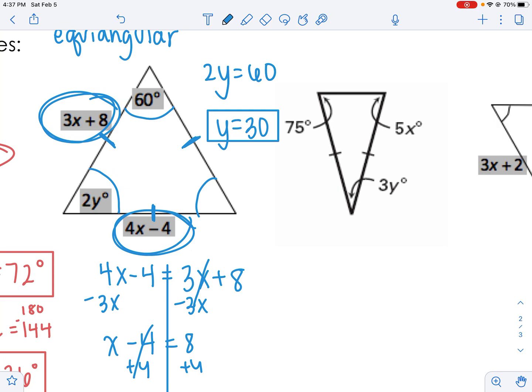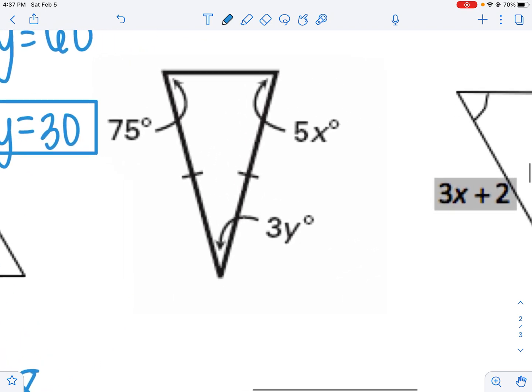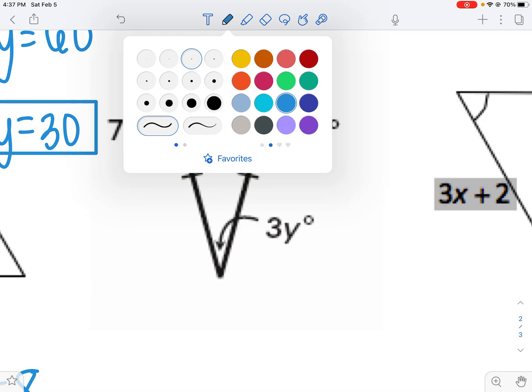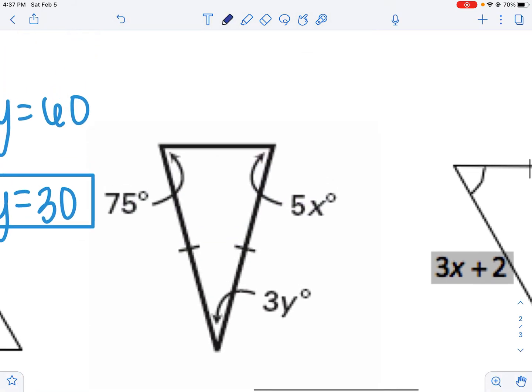Now, most of these have two variables, and that's fine. We can go ahead and solve with two variables. We just don't want to mix and match our x and our y. So if I take a look at this next one, I see that there's ticks here, which makes it what type of triangle? Hopefully you said isosceles.